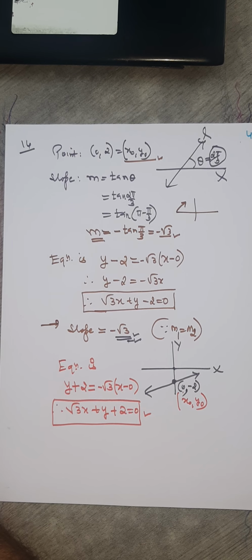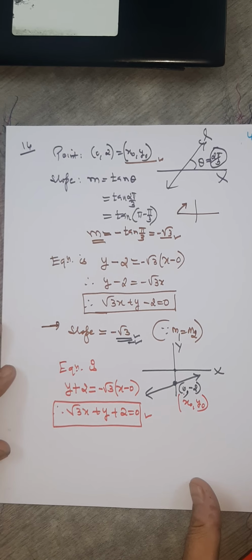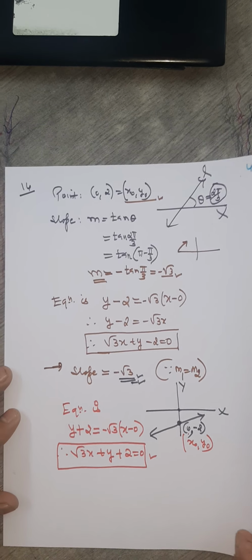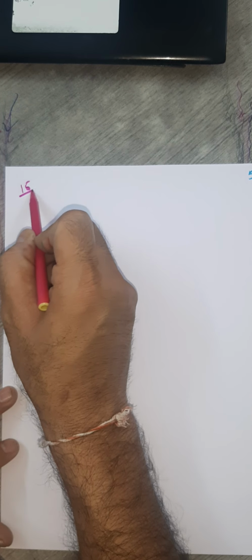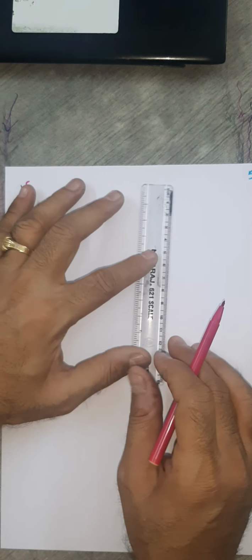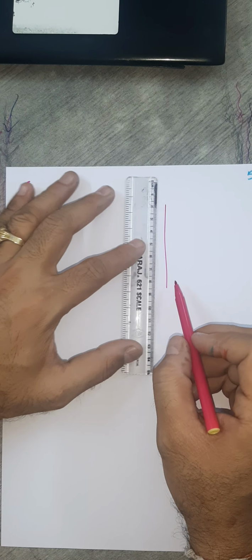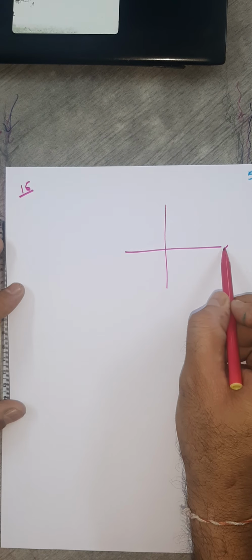Question number 15. Let's see what it says. The perpendicular from the origin to a line meets it at the point (-2, 9). If you just draw the rough diagram, you can understand. As I told you in the very beginning, rough diagrams are important. If you are not drawing a rough diagram, sometimes it becomes difficult to understand.